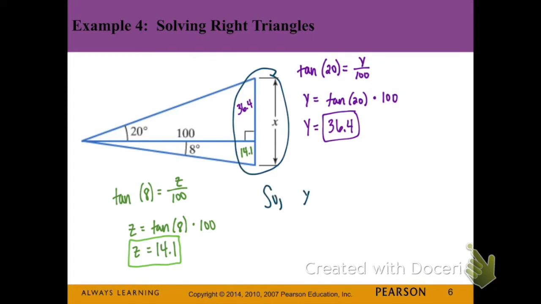Now, in the end, I wanted to know the length of x, so I'm just going to add those two answers together, and I get 50.5.